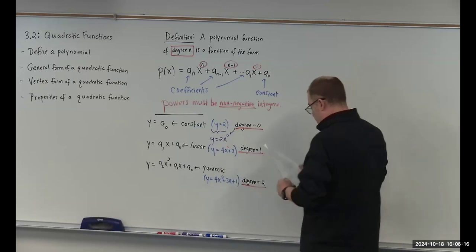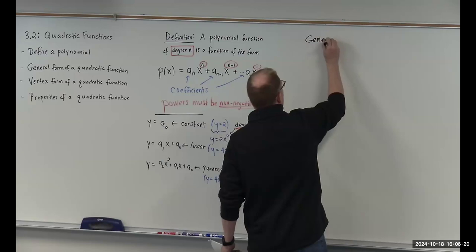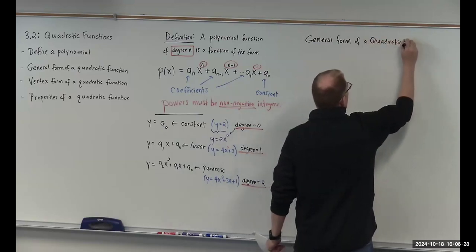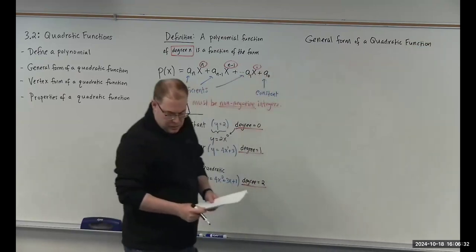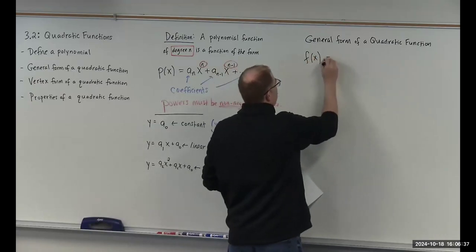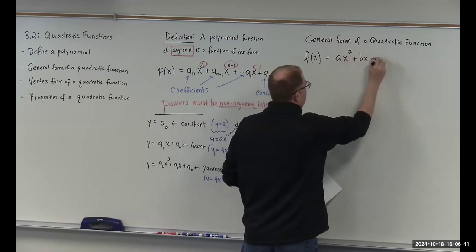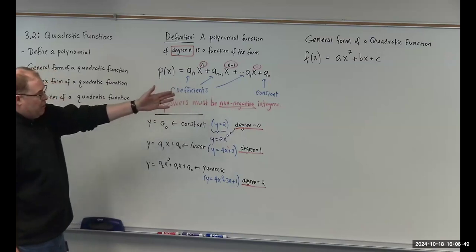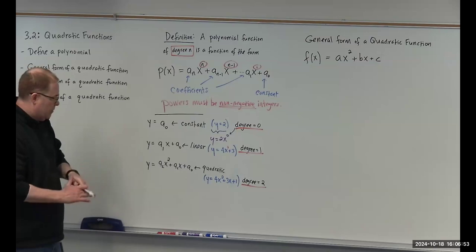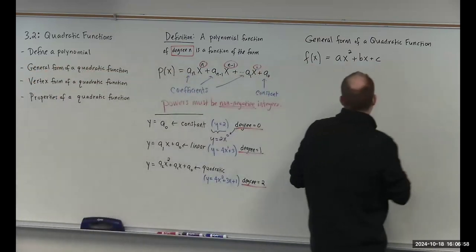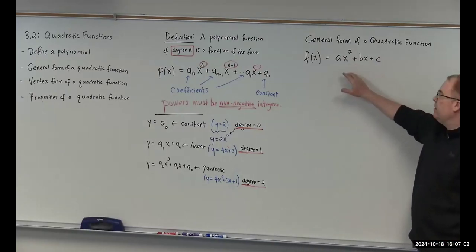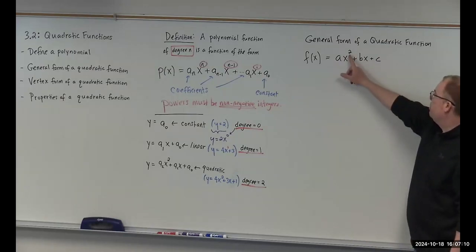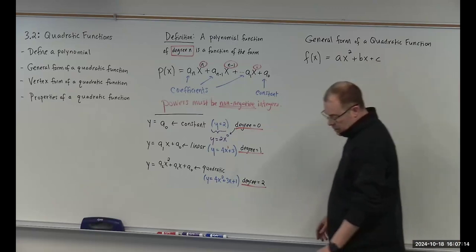All right, so the general form of a quadratic looks like this. Basically the one I have here, except sometimes we use A, B, and C, but don't let that confuse you. It's just nomenclature. So the point is that you have this form. There has to be a power of two in here, and you can see the largest exponent is two. So this is what's called the general form of a quadratic function.